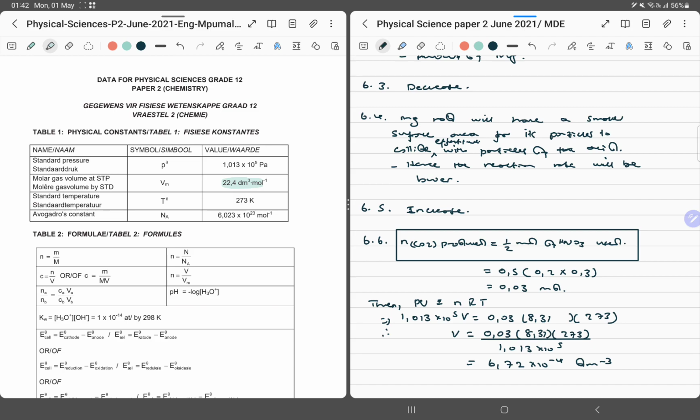Is this thing in decimeter cubed? Yeah, at STP it is decimeter cubed per mole. My worry is, do I use pascals or kilopascals? That's where my little trouble is.